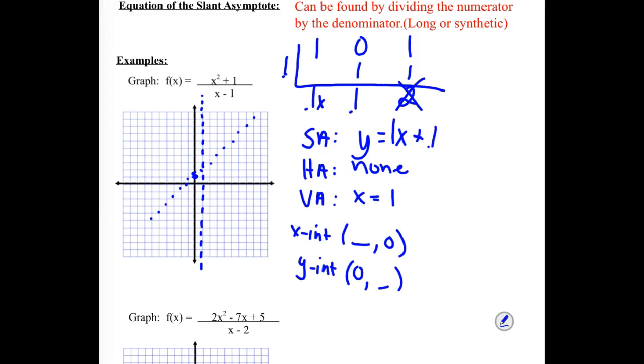If we put a 0 in for the y, we're looking for what makes the top 0. Can x squared plus 1 ever be 0? No. So I'd say there's no x-intercepts. For the y-intercept, if I put a 0 in for all of my x's, what do I have left over? 1 divided by negative 1? All right, so I have a y-intercept at negative 1.